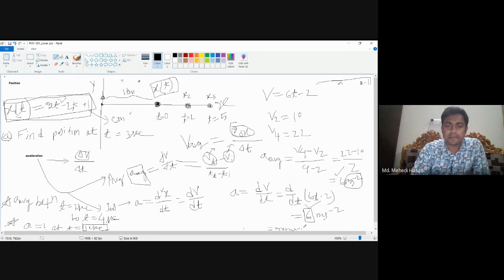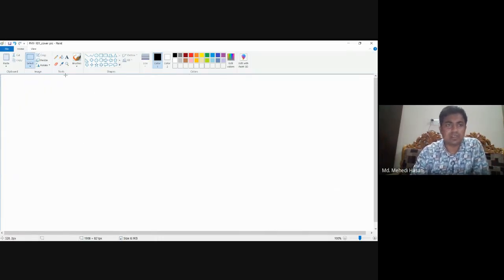Okay, so this is the main procedure. If there is a variable t here, then we can put in the value of t. So here acceleration at t equal to 10 second is 6 meter per second square, and also acceleration at 2 second, 4 second, or 100 second is also 6 meter per second square. So these are the procedures to calculate position, displacement, velocity, and acceleration in the one dimensional case.